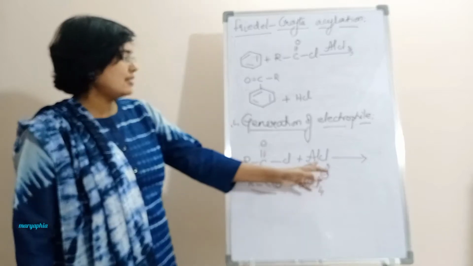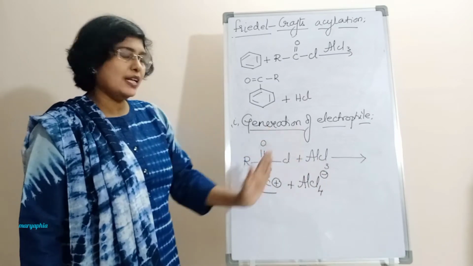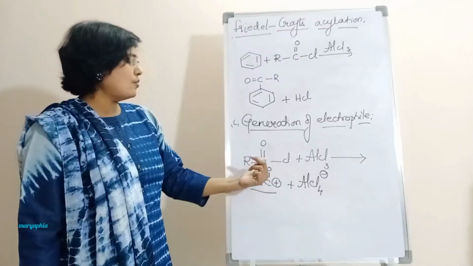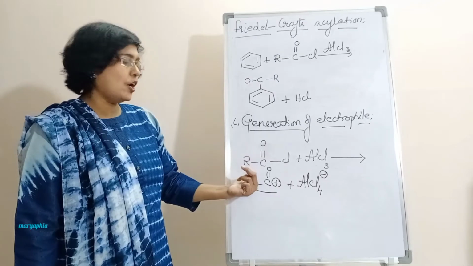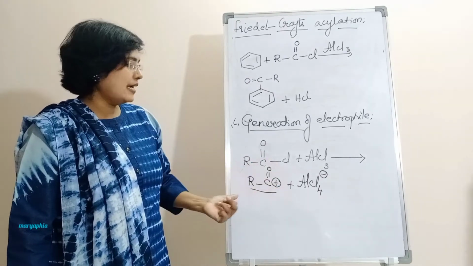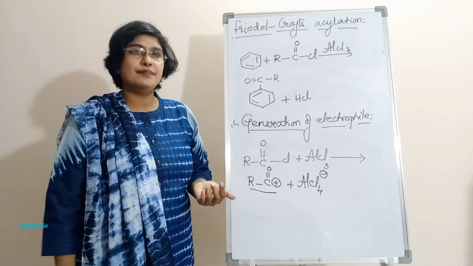Okay. Now this is the way how the electrophile is being generated. Have you understood students? AlCl3 takes up Cl with the 2 electrons. So Cl with the 2 electrons is going out. Therefore AlCl4 minus. Now this carbon has only 3 bonds, so it gets the positive charge. So this is the electrophile. Now this will be involved in the second step.